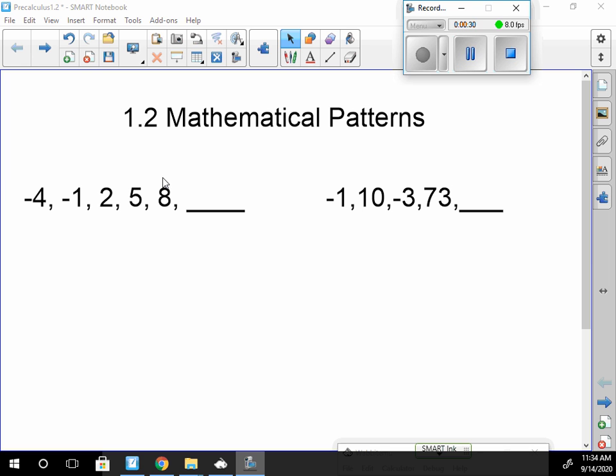Do I multiply by some number to get to the next one? And do I divide by some number to get to the next one? That last part, with dividing, technically if we divide by something, we're multiplying by a fraction. So if I'm dividing by 4, I'm technically multiplying by 1/4. Same thing with adding and subtracting.